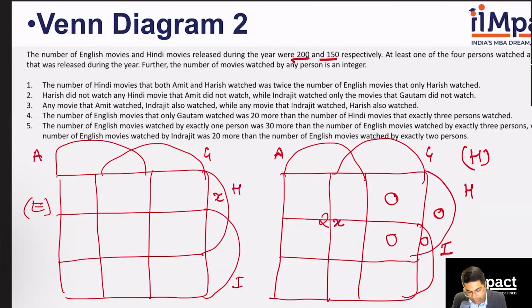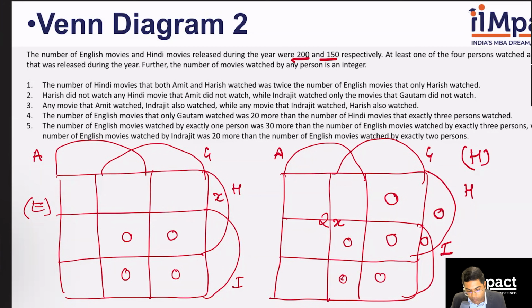Okay. While Indrajit watched only the movies that Gautam did not watch. Guys, notice here, we have not been given any language. So this is a universal statement for both the Venn diagrams. Indrajit watched only what Gautam did not watch. So basically, Indrajit and Gautam had a zero overlap. Agreed?